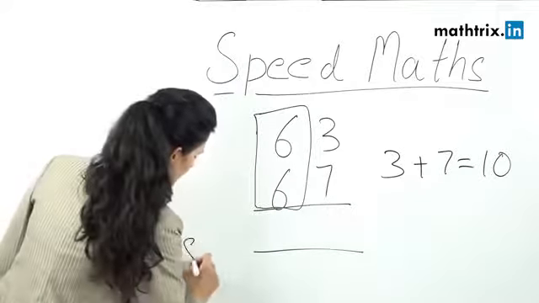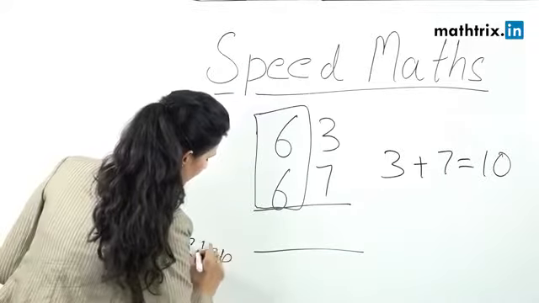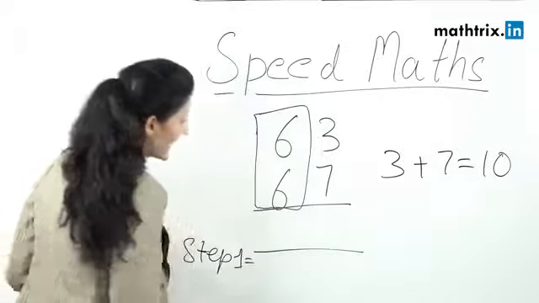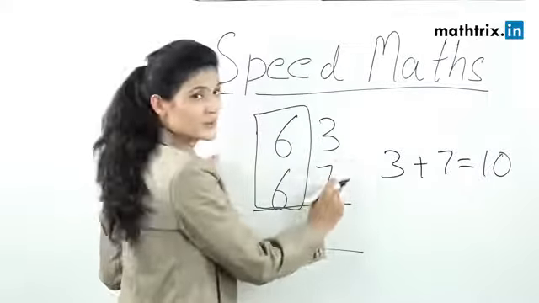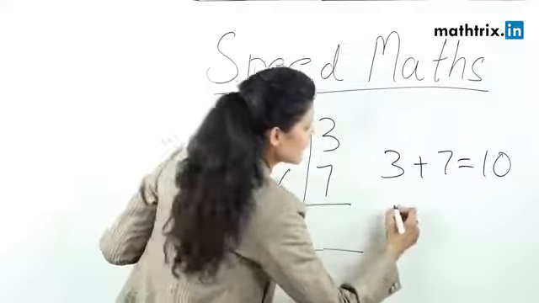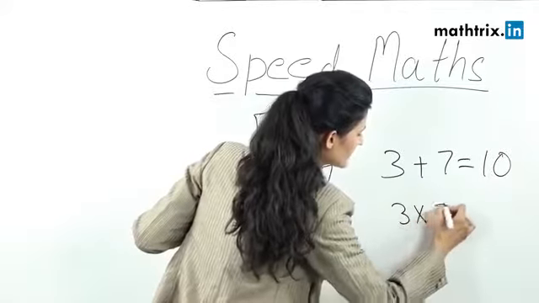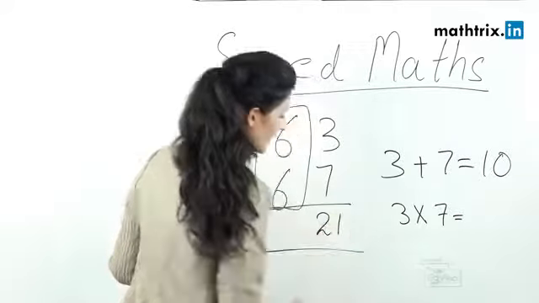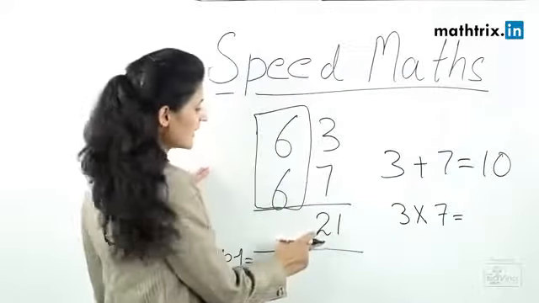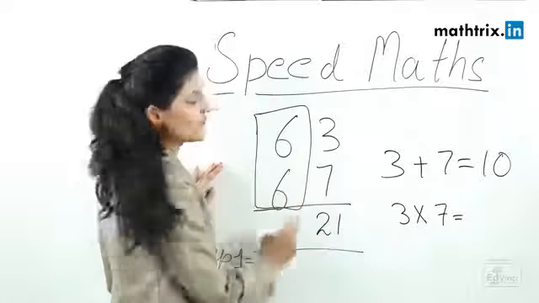So let's take step number 1. In step number 1, what you have to do is multiply the unit digits, which is 3 and 7. So when you multiply 3 into 7, you'll get 21, right? So these are the last two digits of your answer.